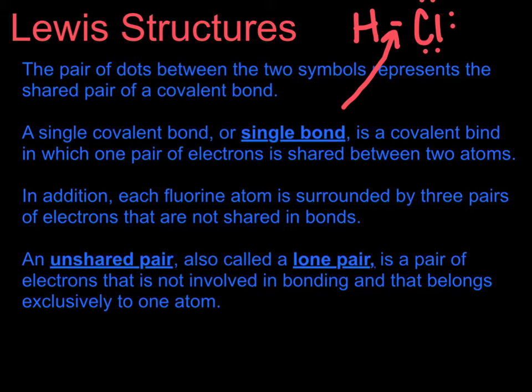That's our single bond. In addition, you can see that chlorine has additional electrons around it, and these electrons are not part of the shared bond. Those are called unshared pairs or lone pairs of electrons. Those are the electrons around the chlorine that are not part of the bonding electrons. So in a Lewis structure, we show the bonded electrons, and we also show the unshared pairs or lone pairs of electrons.